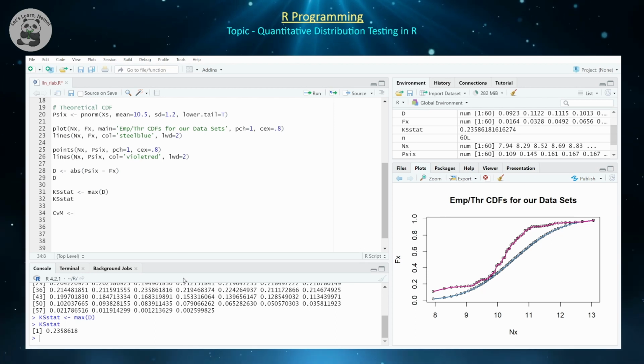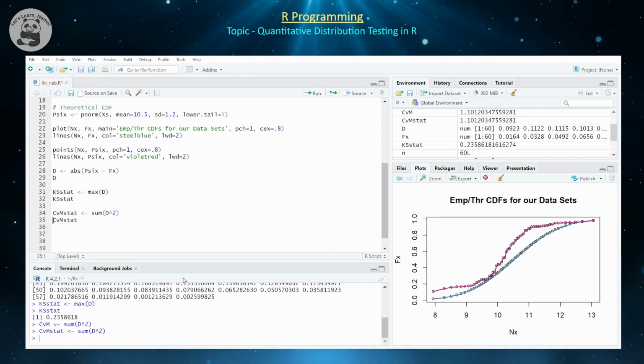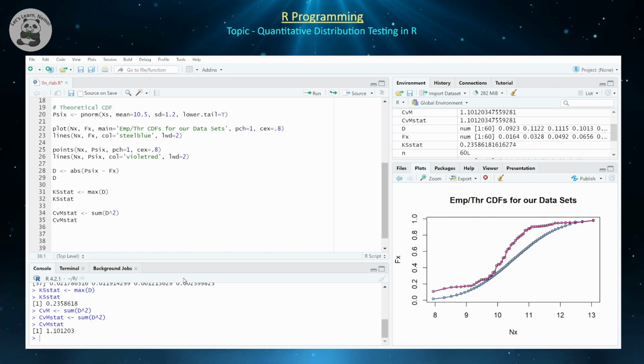What the Cramer-von-Mises test statistic does is look at each of the distances, square them, and sum up all of those squared distances. We can easily do that in R by doing just sum of d squared. So in this particular case, we have a Cramer-von-Mises test statistic. I guess I should be calling it CVM stat. And we have a CVM stat of 1.1.